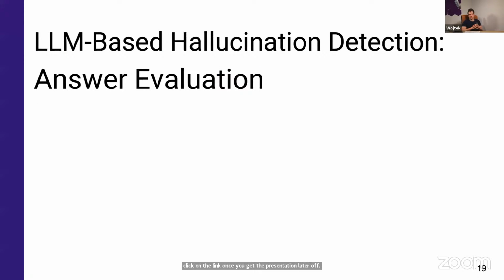So that was consistency-based hallucination detection. Now we're going to be moving to the second part, which is LLM-based hallucination detection using direct answer evaluation with another LLM.